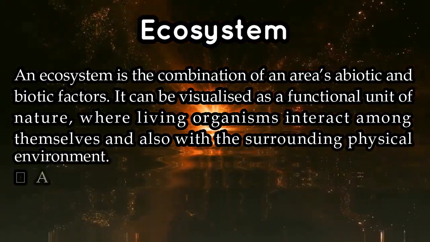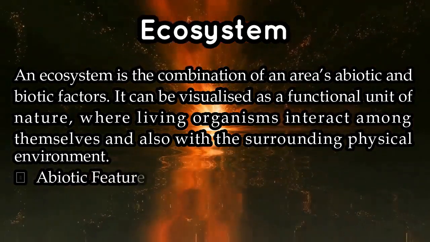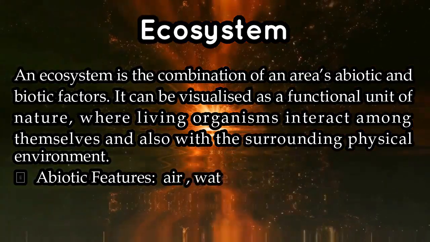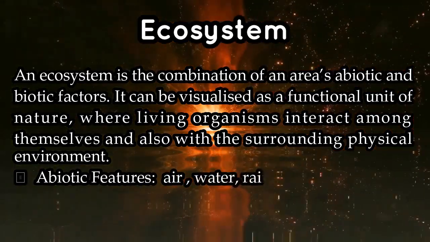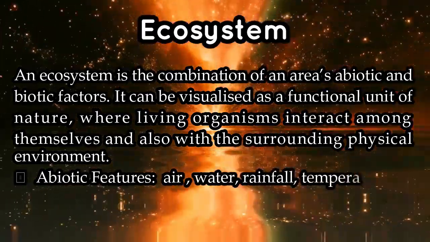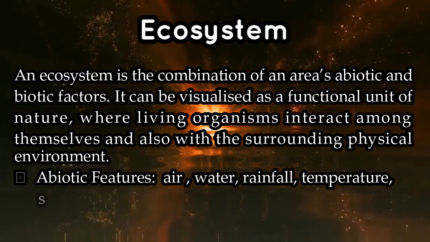Now ecosystem: if we move to the definition of the word ecosystem, we will see that an ecosystem is nothing but a combination of an area that contains biotic as well as abiotic factors. The question arises: what are biotic factors, and what are abiotic factors? So we will discuss that.